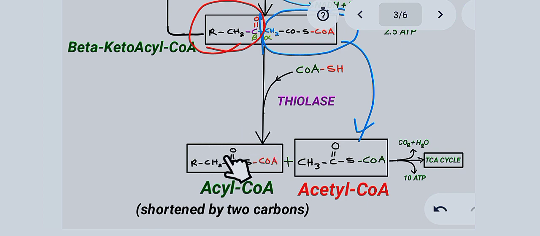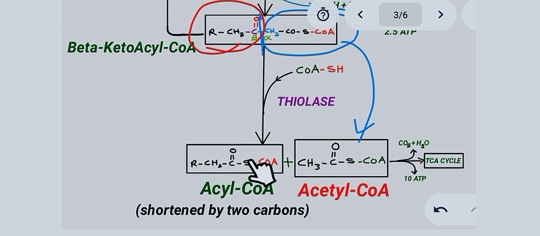So this acyl CoA will go back in beta oxidation again, and it's going to produce another acyl CoA, and the same will repeat. Again, it's going to be shortened by 2 carbons when it goes back there. So this acyl CoA will go back in beta oxidation and the process will continue. So beta oxidation repeats until the entire fatty acid is broken down into acetyl CoA.